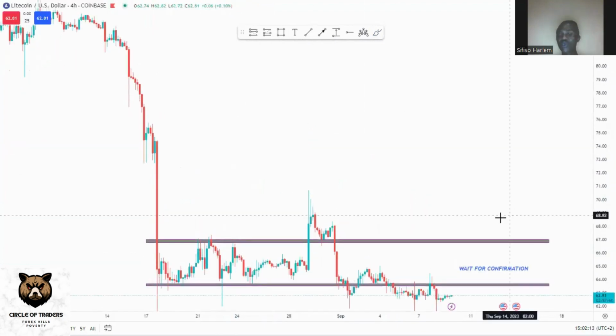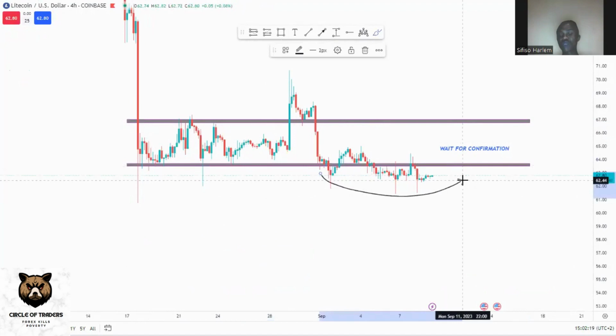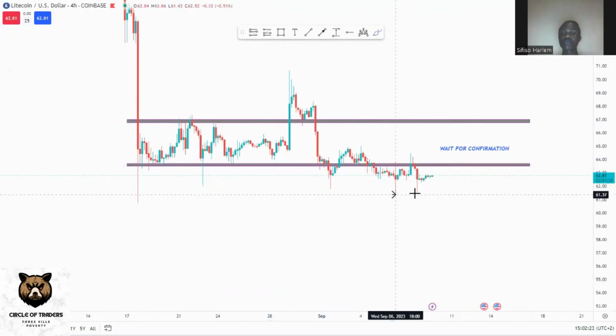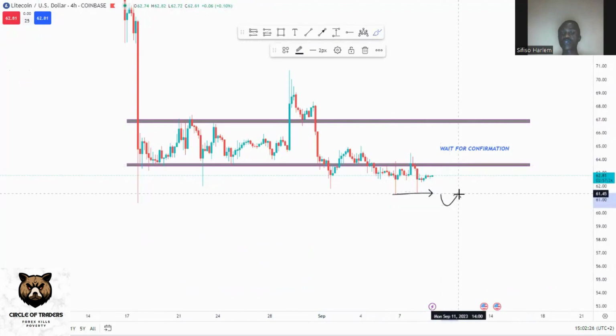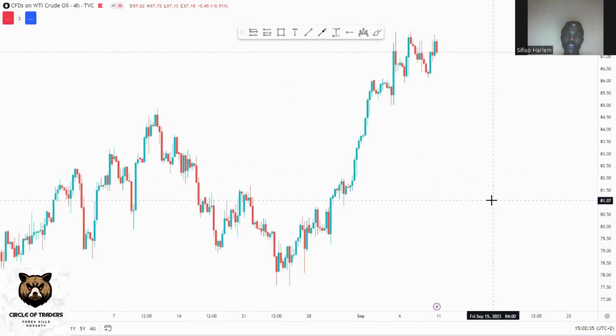Same thing with Litecoin. Litecoin has even created this correction, right? And now it's kind of outside this rising correction. If we still continue below these rejections, then I'll still continue to the downside. Or if it breaks above, then I'll be bullish to the upside. But I'm just waiting for confirmations. So I move. Let's pair it with oil.